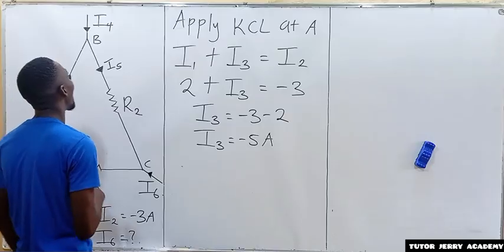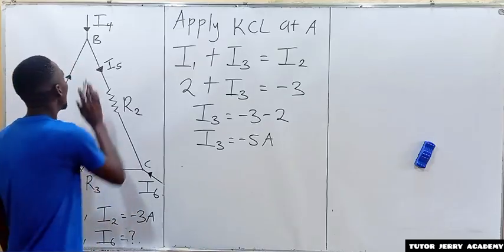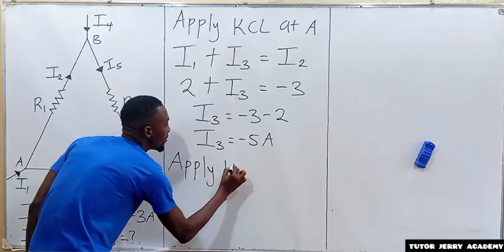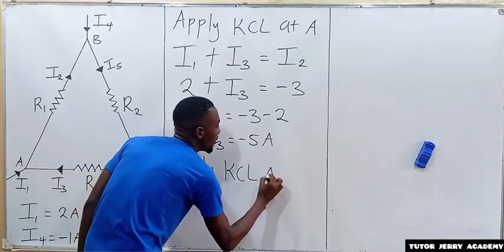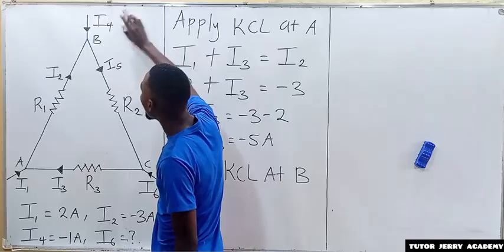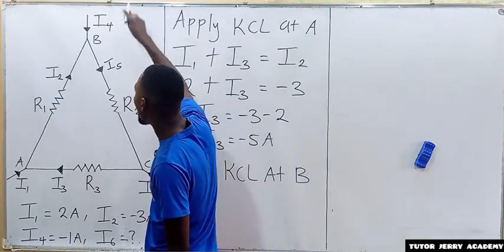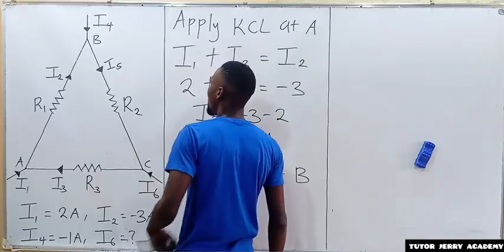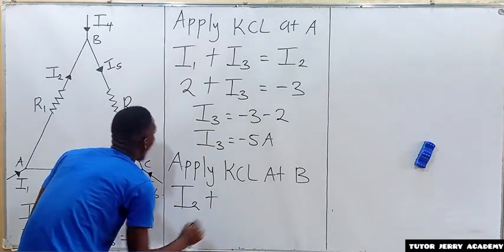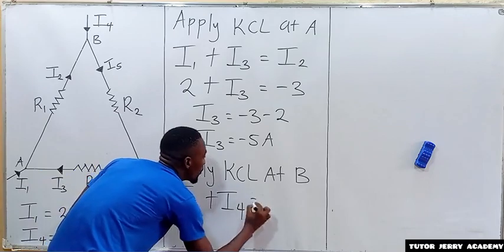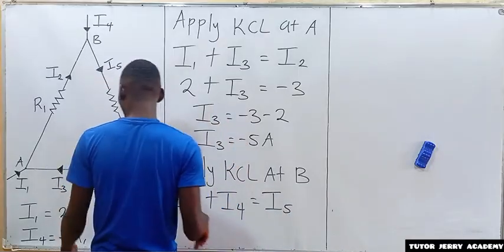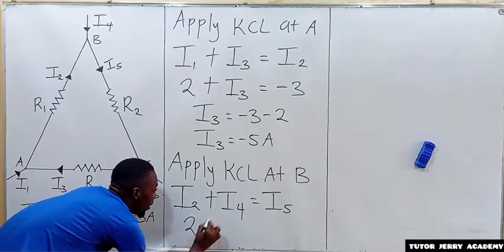All right, so we are also going to apply KCL at node B. Standing at point B, the current I2 is entering, I4 is also entering, and I5 is leaving. So we have I2 plus I4, which will be equal to I5. What is I2? I2 is 2 ampere plus I4.